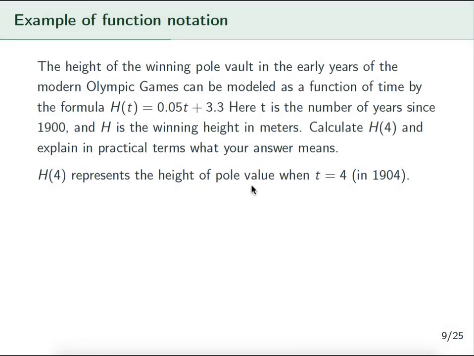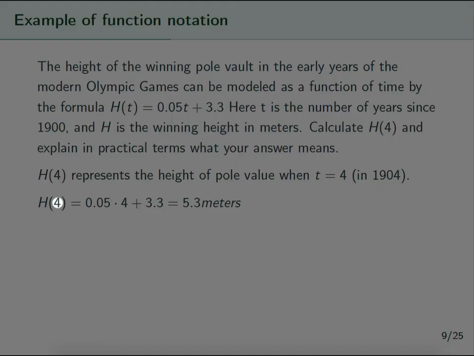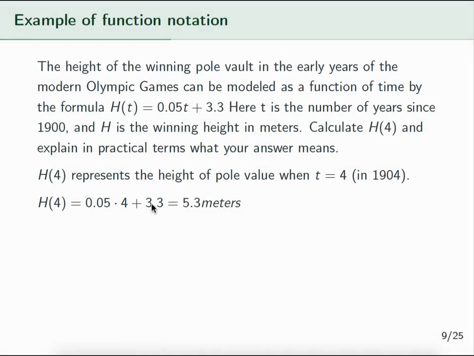So in terms of context, it represents the height of the pole, winning pole vault, where t equals 4. So t is in years since 1900, so it represents the height of the pole in 1904. Then in order for us to calculate, we insert 4 as an input quantity. So in the equation, the t was here, so instead of t, we put 4 to calculate. Then we get 5.5 meters. So in practical terms, the winning pole height in 1904 was 5.3 meters.